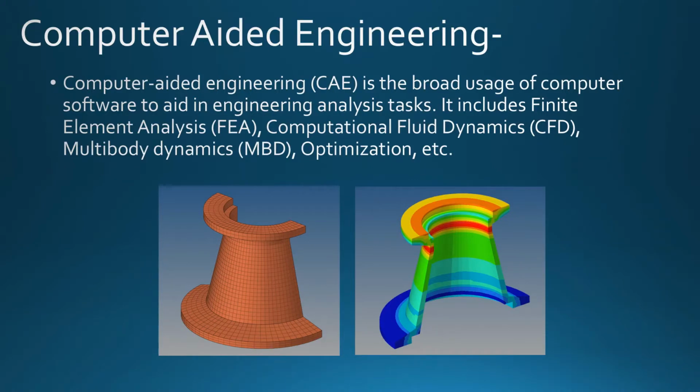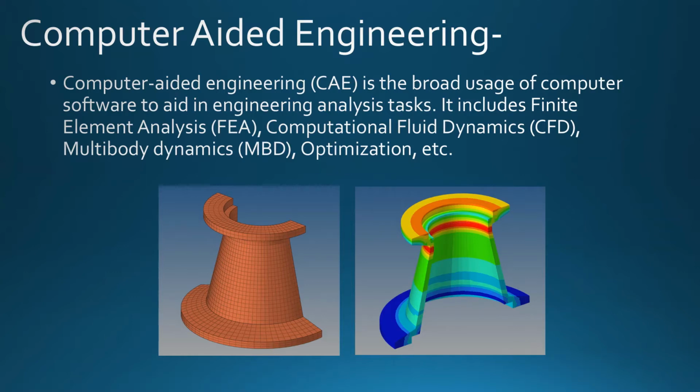Computer aided engineering is nothing but the broad usage of computer software to help in engineering analysis tasks. It includes finite element analysis, computational fluid dynamics, multi-body dynamics, and optimization. We will be looking at these in the subsequent slides.